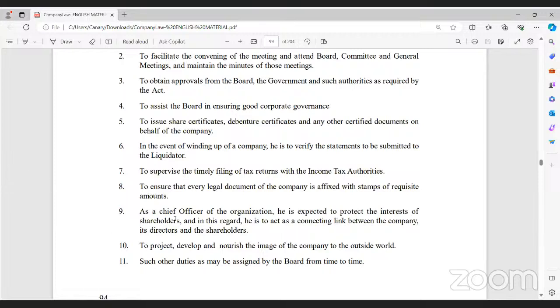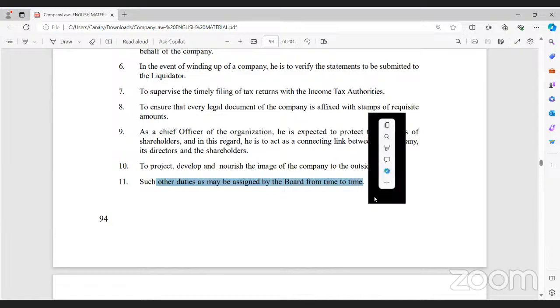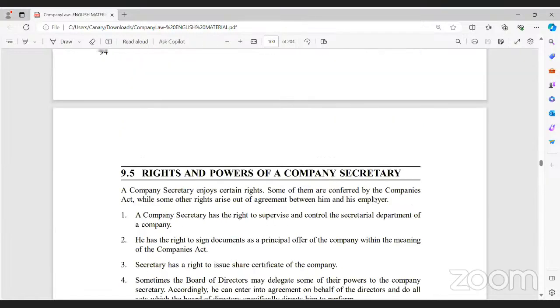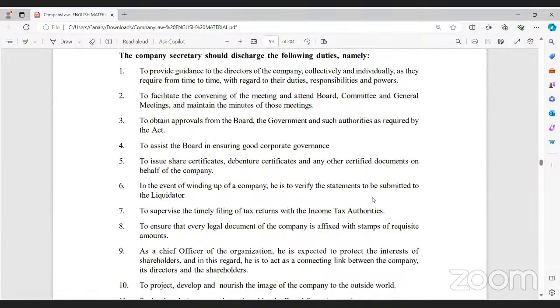He is like a chief officer of the organization, so he has to take care, as a coordinator, of the interest of the shareholders, and also company directors and society as well. He always should try to grow the company and put a positive image of the company with the outside world. He also has certain other duties which are required by the board of directors to be performed by him from time to time. You can write this simply, and you can underline like this.